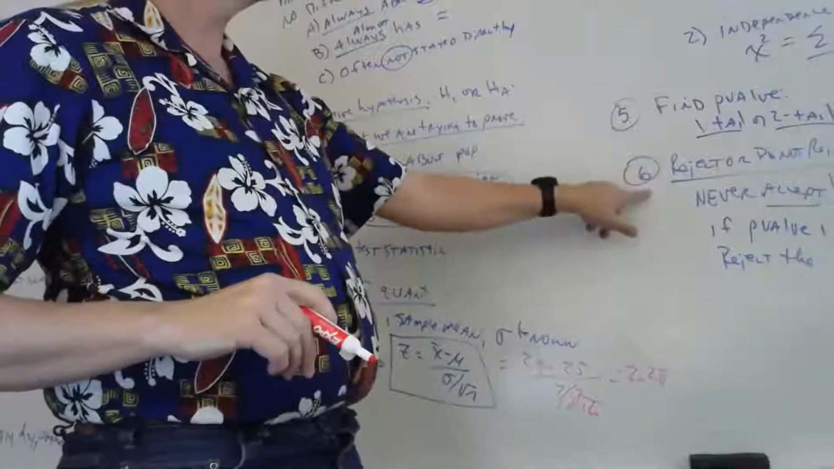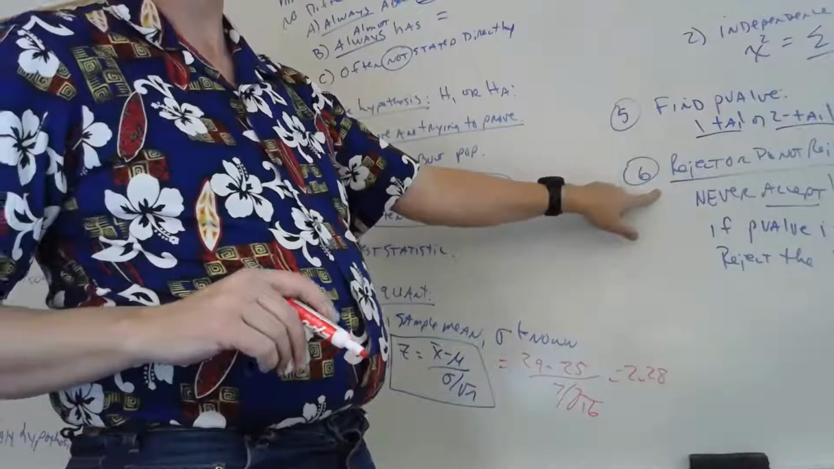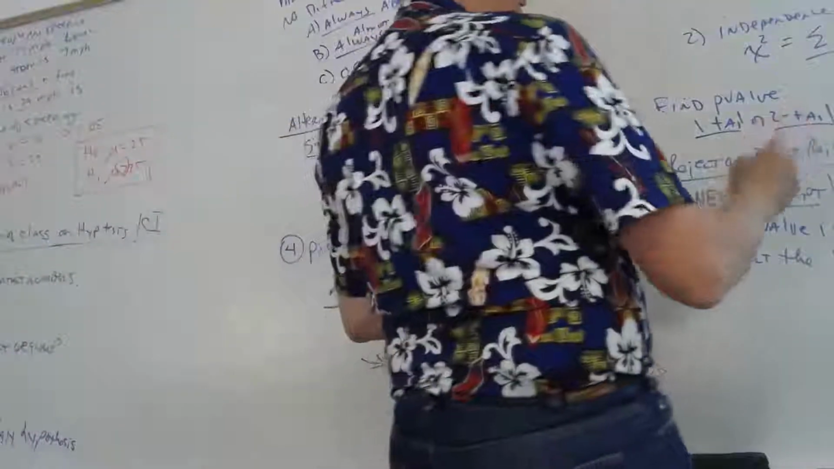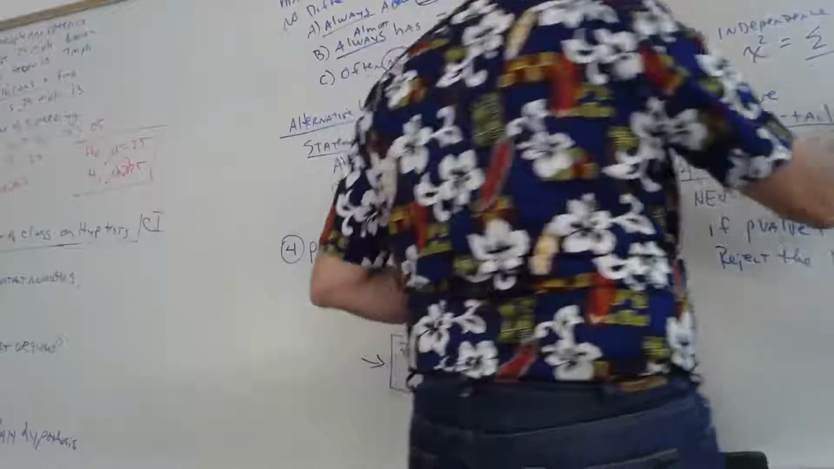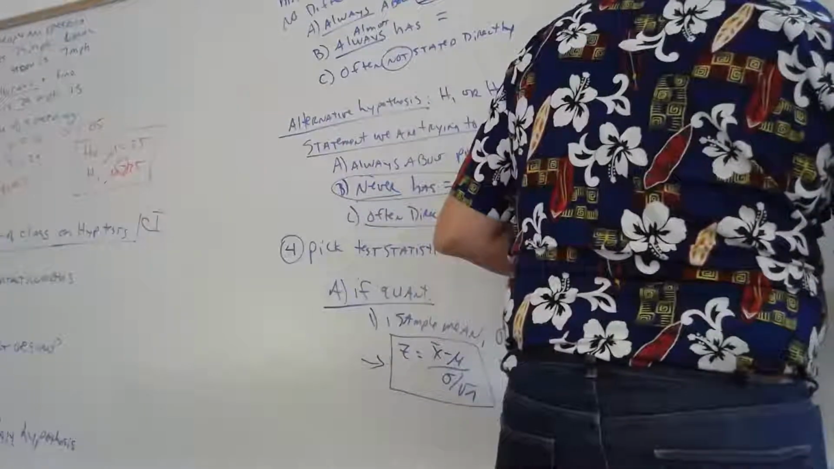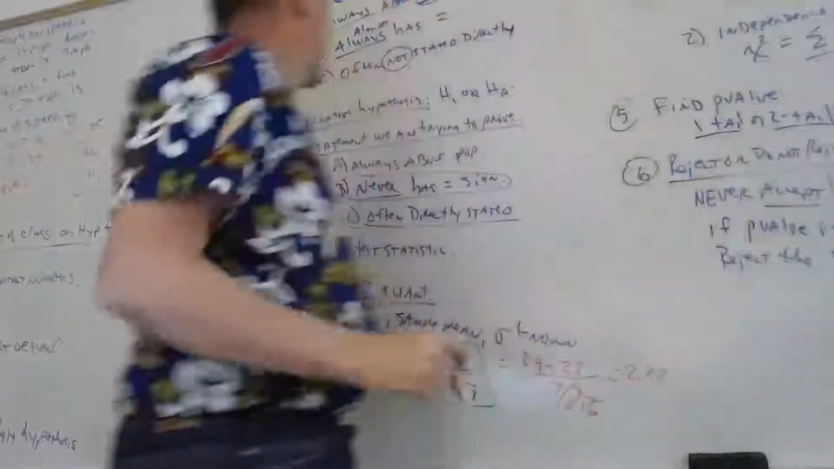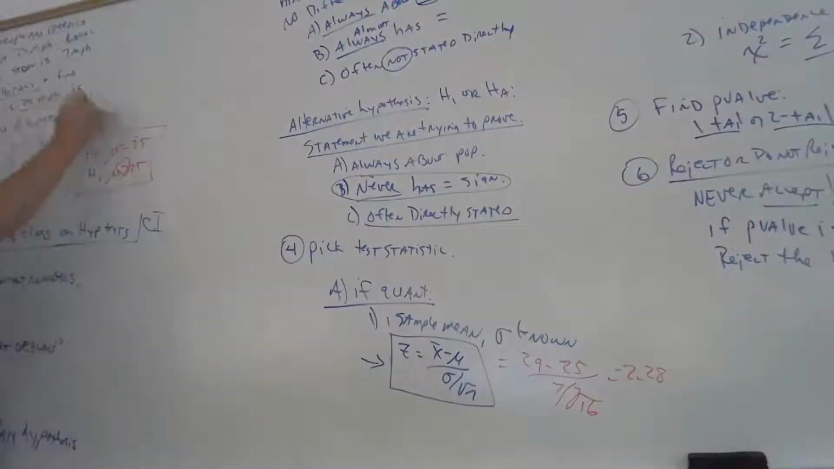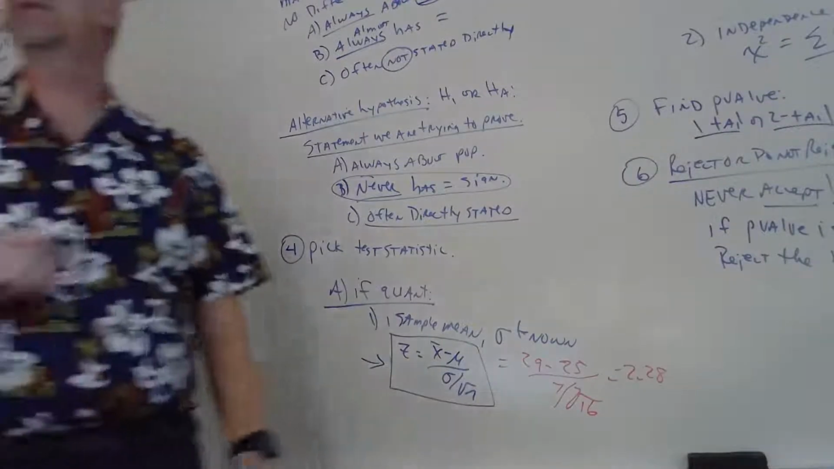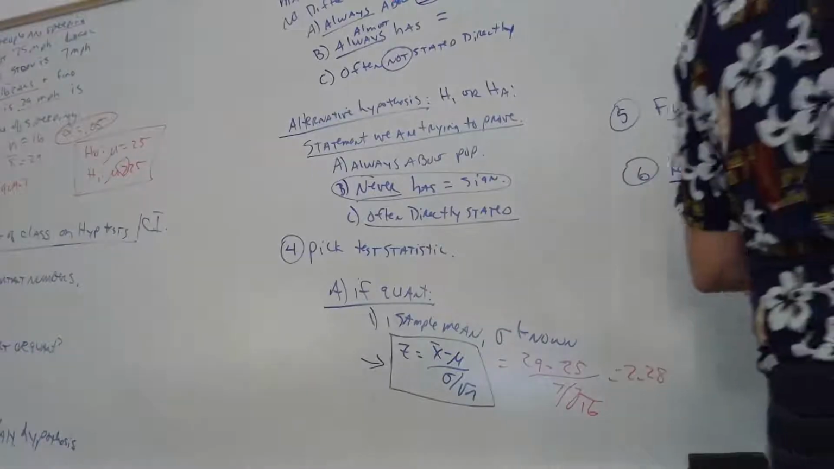0.011. Do I reject the null or do I not reject the null? Is my p-value lower than my alpha? Yes, so I reject the null. 0.011 is less than 0.05. 1% is less than 5%. So I'm going to reject the null.